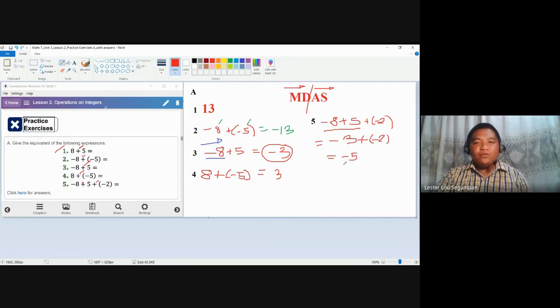Again, when you solve for addition of integers, use the rule of signs for it to be guided, and definitely apply the proper use of MDAS. Not to be confused with MDAS.